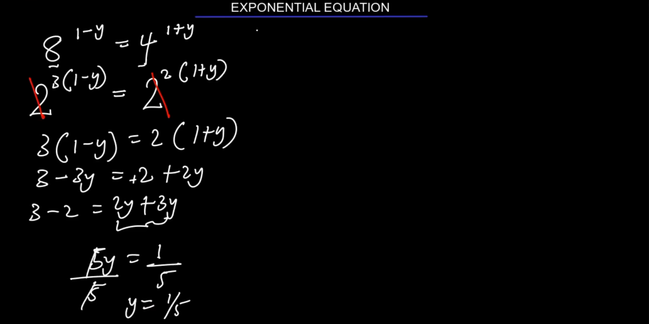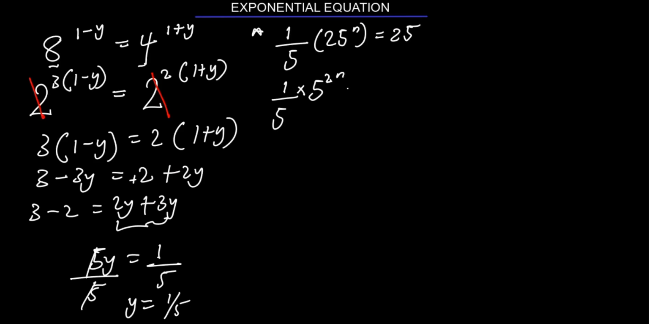Next question. Observe this. If I have 1 over 5 to the power of n, equals 25. Now, what will I do from here? I can write 25 as 5 to the power of 2. Then the n you have here, you replace it there. Equal to, this is 5 to the power of 2.